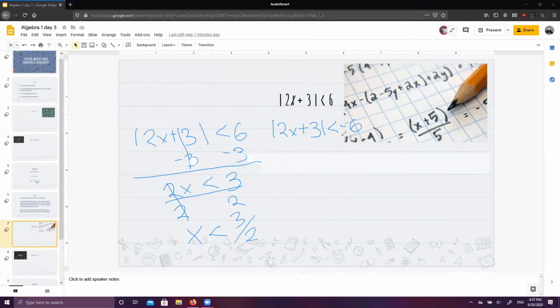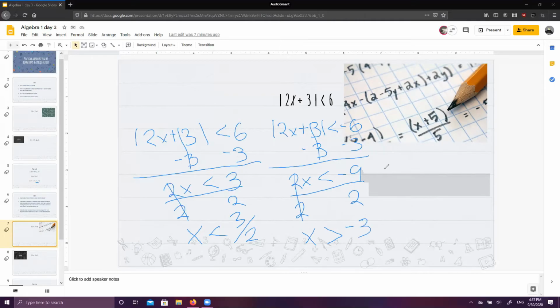Now it's the same thing for the other side. You would subtract 3 on both sides, so you would have 2x is less than negative 9. You divide both sides by 2, but be careful now, because since it's a negative, you want to switch the sign. So it'll be x is greater than negative 3. Yes, that's your final answer.